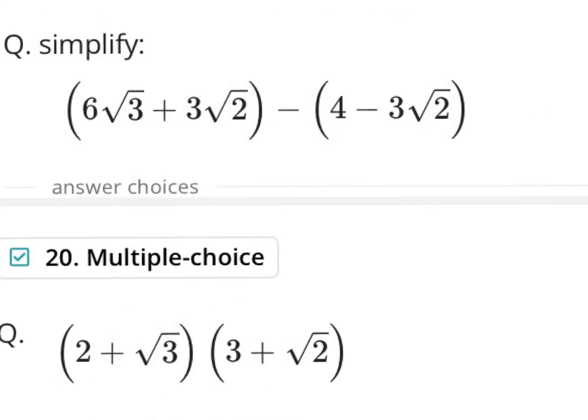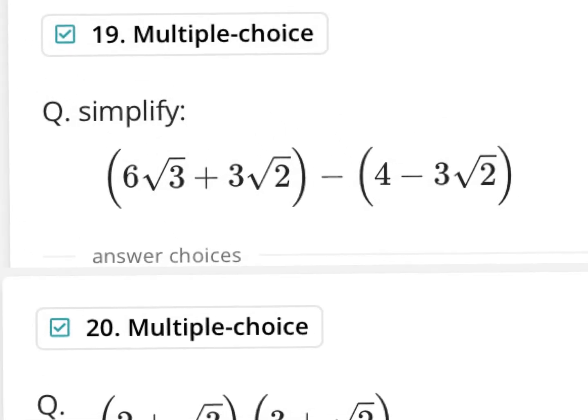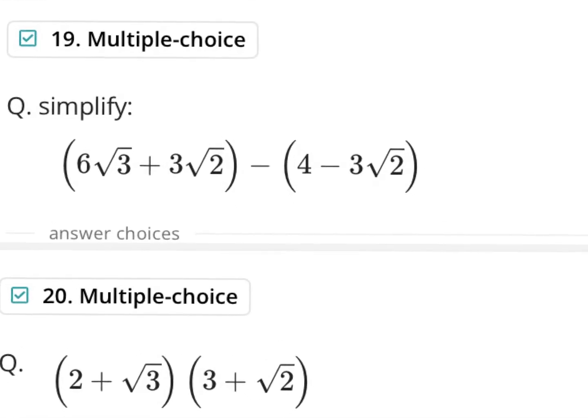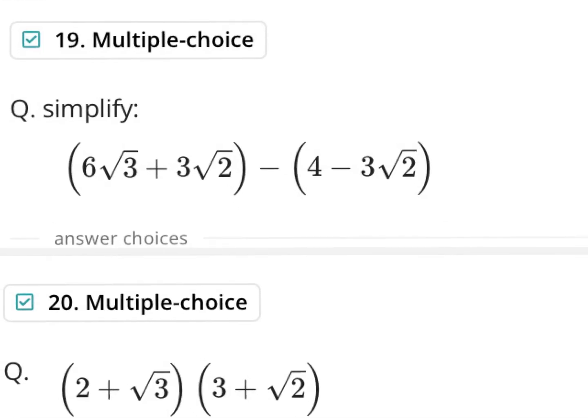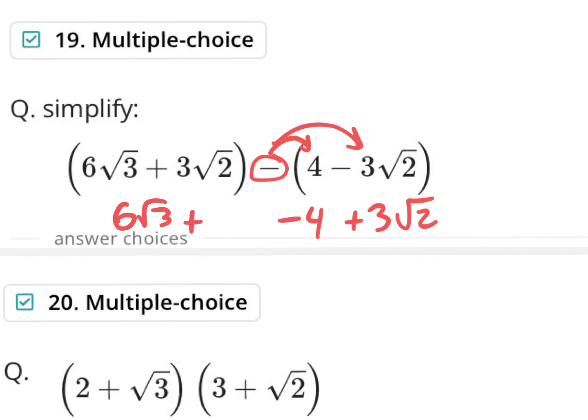On this one, we're subtracting. So, oh yeah, by the way, this one it clipped off the multiple choice, so I apologize for that. But let's subtract, and in case you don't remember how to subtract, you take that minus sign, you distribute it to both terms, and you rewrite it. You really have a minus 4, and you have a plus 3 square root of 2. Now, notice that there's nothing to distribute out here in front of this parenthesis, so you're just going to bring that down. You really have a 6 square root of 3 plus 3 square root of 2, and then minus 4 plus 3 square root of 2.